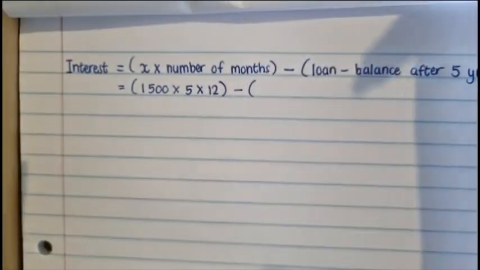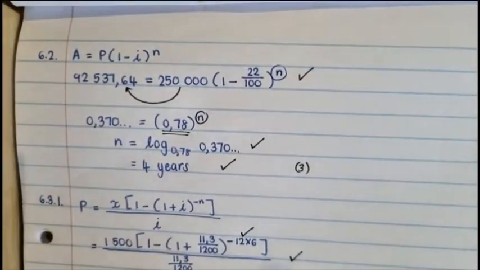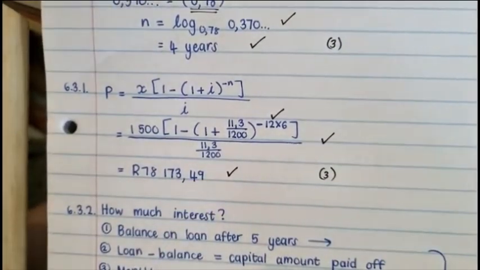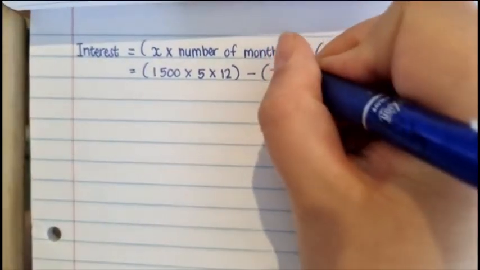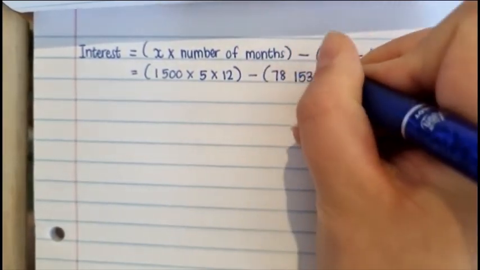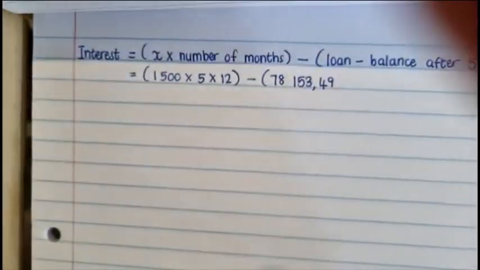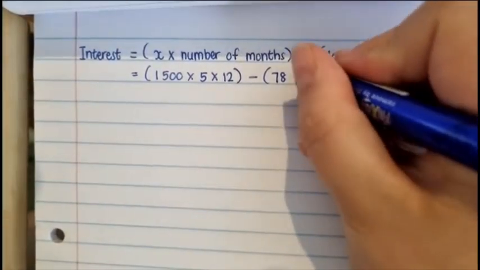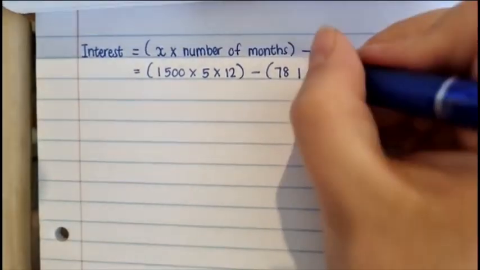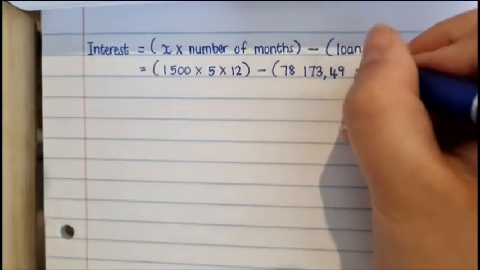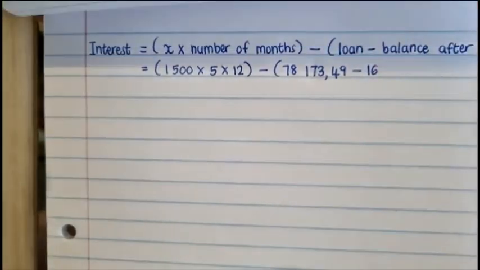Minus the loan was, let's just go back to the previous page quickly. Sorry. 78,173.49. I hope that's correct. Let me just check. I made a mistake. 78,173. Let me just fix that. There we go. Minus the balance, which was 16,945.